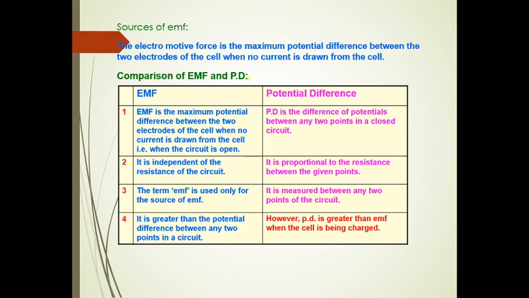Now the source of the EMF. EMF means electromotive force. What is the electromotive force? Electromotive force is the maximum potential difference between the two electrodes of the cell when no current is drawn from the cell. When we purchase a cell from the market, its EMF value is 1.5. This is the EMF. And then this is the comparison between the EMF and potential difference.